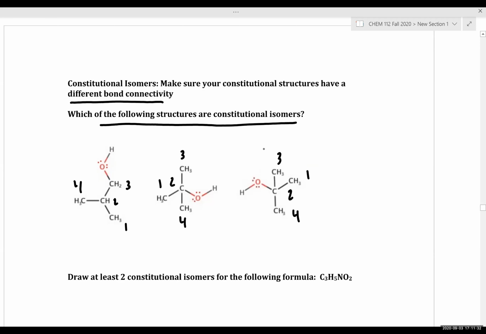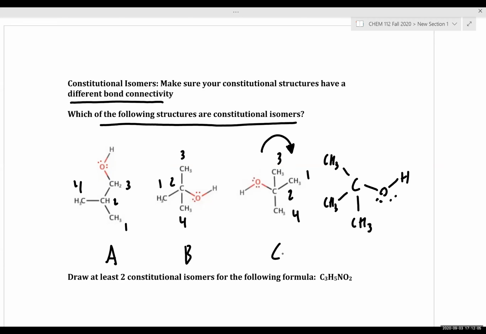To make it a little bit easier to see, and this is where your model kit's invaluable, what we're going to do is we're going to rotate this molecule so that we can draw it in a slightly closer format to our other molecules in this list. Now, my question to you is, when we look at A, B, and C, which structures are constitutional isomers, as in they have the same formula but a different connectivity?